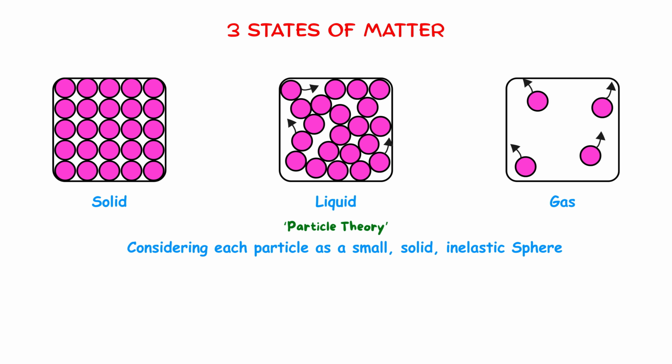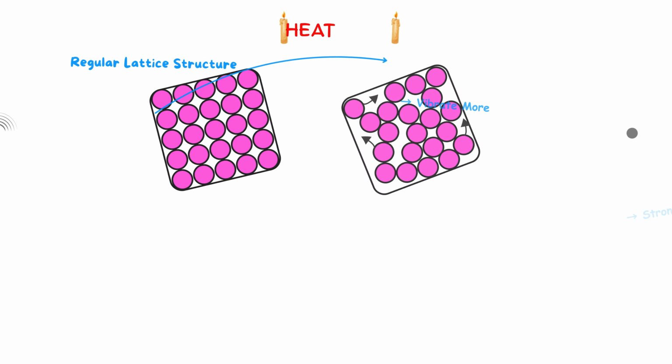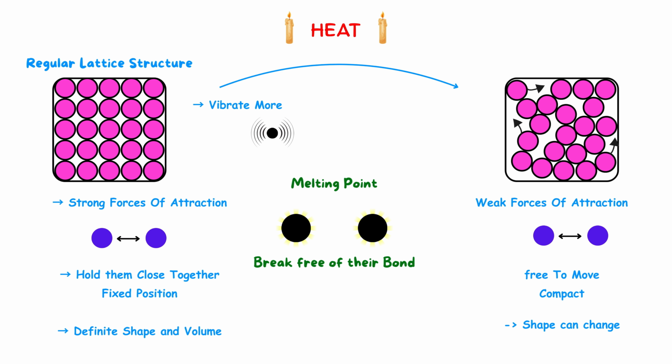In this model, each particle is imagined as a tiny solid, inelastic sphere that cannot be compressed or reshaped. Starting with solids, the particles are held together by very strong forces of attraction that keep them closely packed in fixed positions. These particles form a neat, regular lattice structure. Because the particles are not able to move from their positions and only vibrate slightly, solids maintain a definite shape and volume and do not flow like liquids.